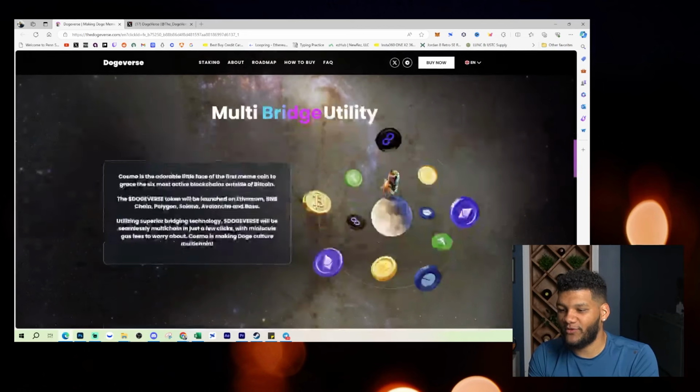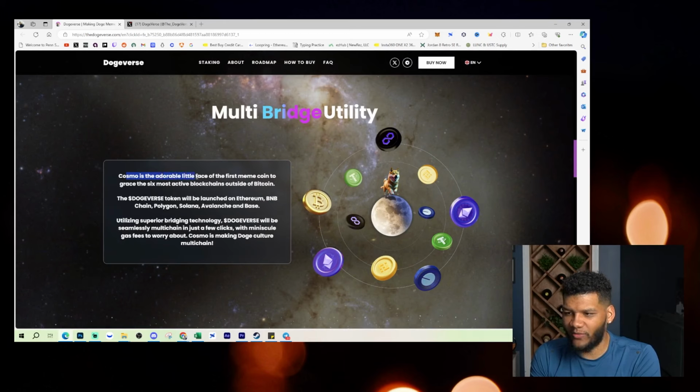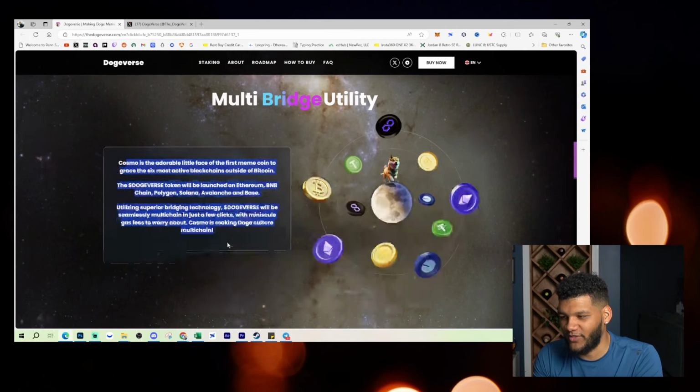So, multi-bridge utility. Cosmo is the adorable little face of the first meme coin to grace the six most active blockchains outside of Bitcoin. The Dogeverse token will be launched on Ethereum, BNB chain, Polygon, Solana, Avalanche, and Base. Utilizing superior bridging technology, Dogeverse will be seamlessly multi-chain in a few clicks, with minuscule gas fees to worry about. Cosmo is making Doge culture multi-chain.